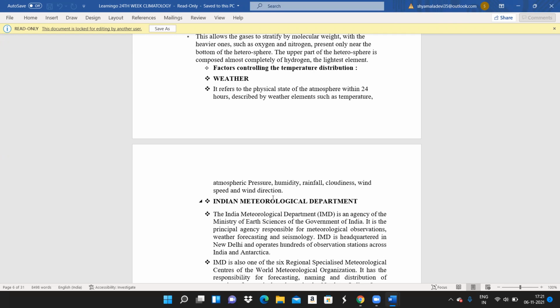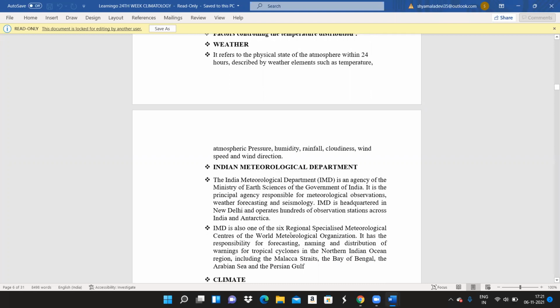So who will tell us all this? There is something called the Indian Meteorological Department, IMD. This is an agency of the Ministry of Earth Sciences of the Government of India. All this you should know for your objective paper, they may ask you: the IMD forms a part of which ministry? It is the Ministry of Earth Sciences of the Government of India. It is a principal agency responsible for meteorological observations, weather forecasting, and seismology.